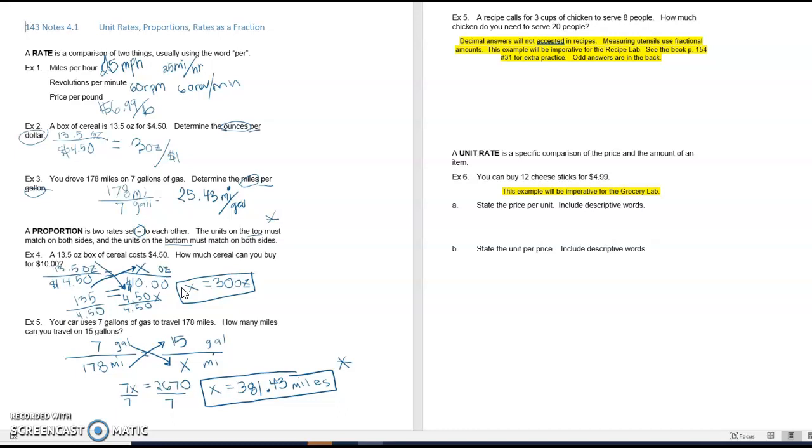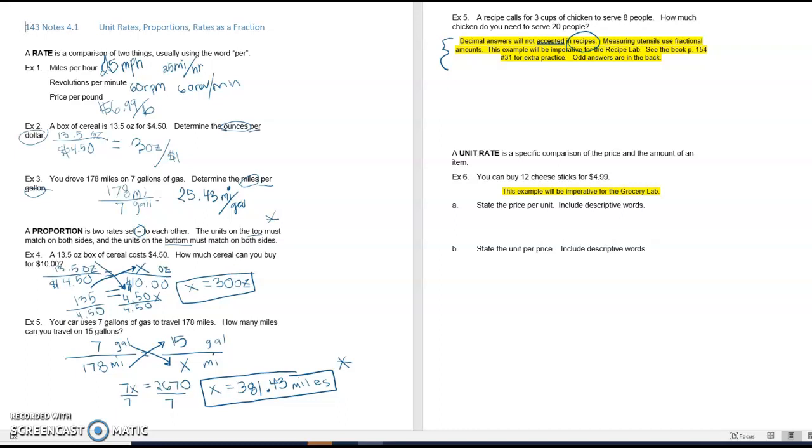Now, this is very important. Actually, nothing I'm saying is not important, but decimals will not be accepted in a recipe. Why am I saying this? Because you're getting ready to do what's called the recipe lab, and you cannot give me decimal answers in the recipe lab. Why? Because measuring utensils are in fractions. Measuring cups, measuring spoons, they are in fractional amounts. So your answers for a recipe need to be in fractions. If you need some more help, look at the question I've specified from your book.